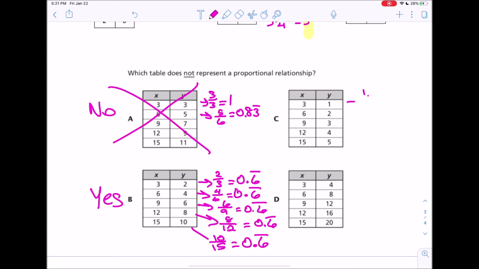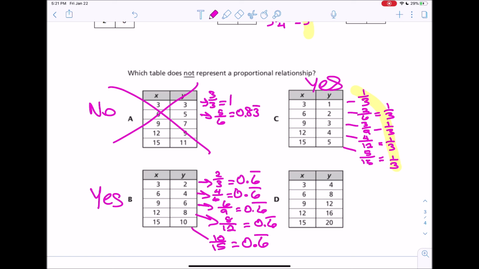C is pretty easy because you get 1 over 3, and 2 over 6 I know is 1 over 3, so that's going to be the same. 3 over 9 is going to be 1 over 3. 4 over 12 is going to be 1/3 as well. And 5 over 15, that also equals 1/3. So I can see that they all equal 1/3, so this is going to be a yes.